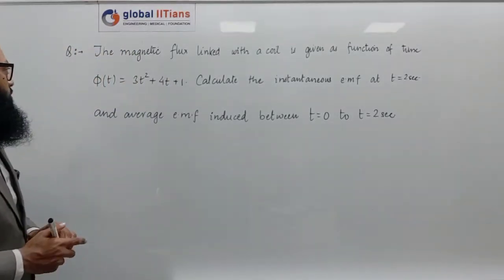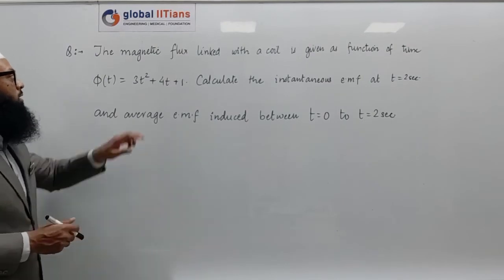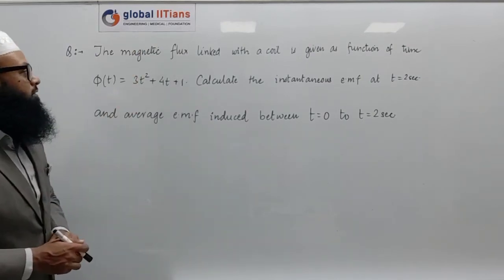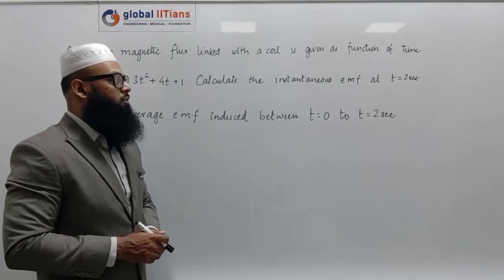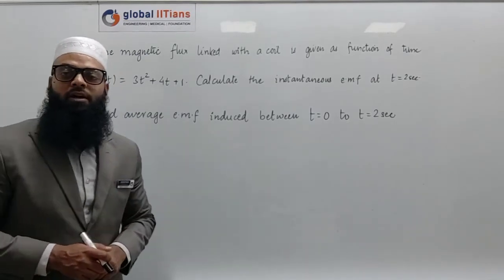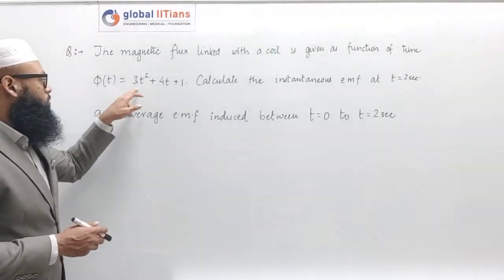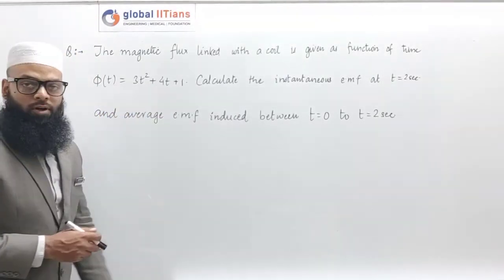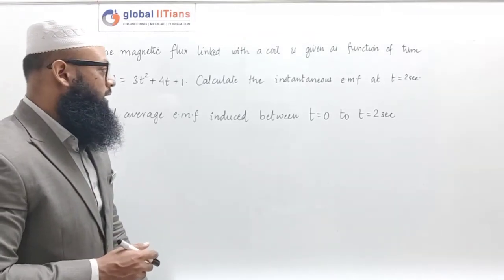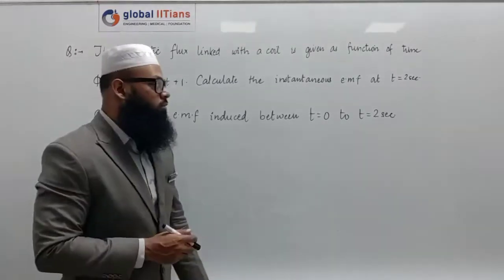We will start. The first question that we are taking is this one. It is given that the magnetic flux linked with a coil is given as a function of time. So it is dependent upon time. Phi is given as phi(t) = 3t² + 4t + 1, and we are supposed to calculate the instantaneous EMF at t = 2 seconds.